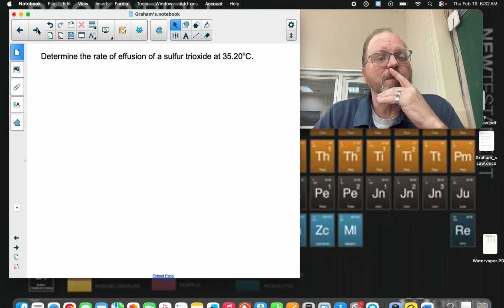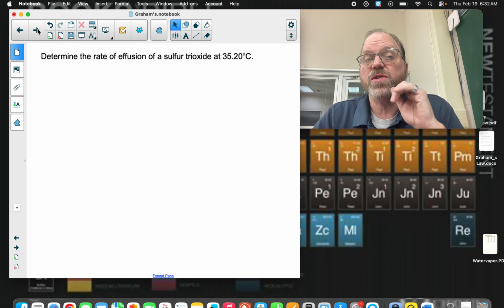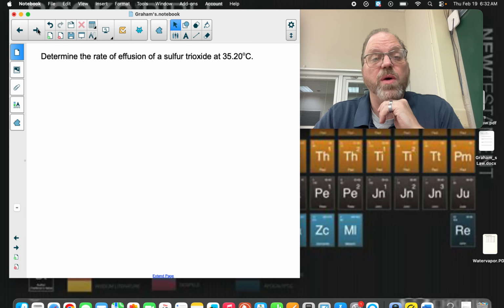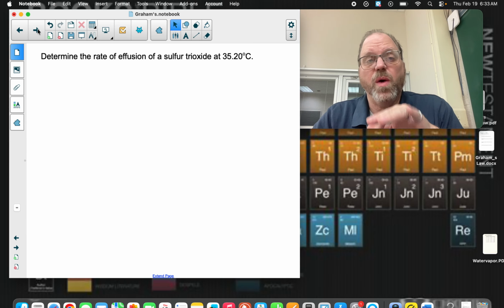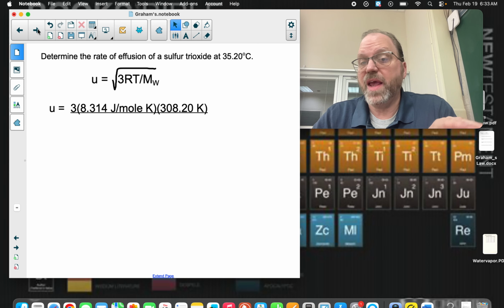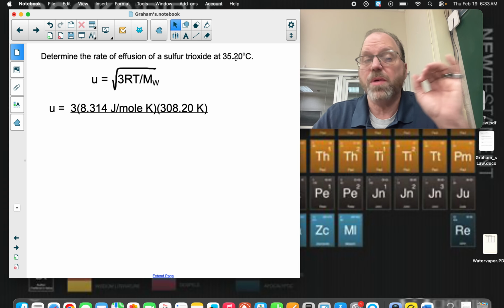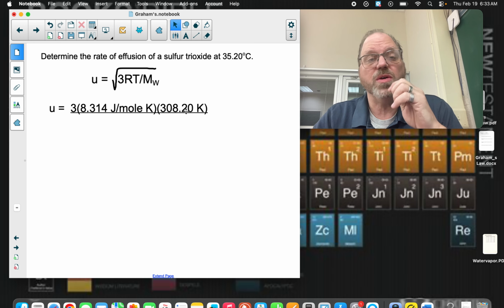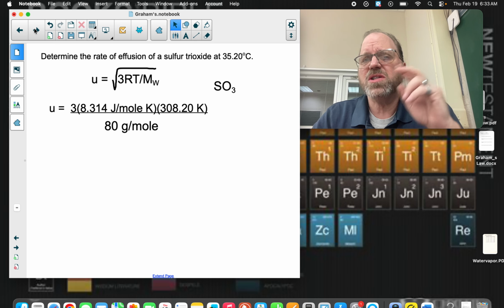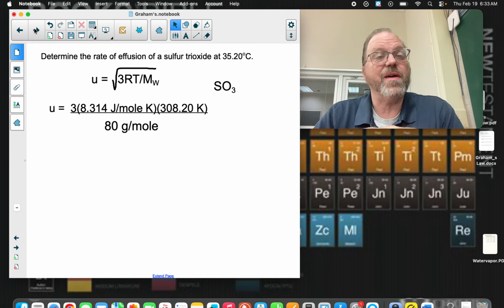All right, now let's do a problem. We want to determine the rate of effusion of sulfur trioxide gas at 35.20 degrees Celsius. Start with the equation. Now, 3 is 3. R is 8.314 joules per mole Kelvin. Temperature is 35.20 plus 273, 308.2. Now we've got to get that mass, 80. How did I get that? Sulfur trioxide, sulfur is 32. Oxygen 16 times 3 is 48. 48 plus 32, 80 grams per mole.